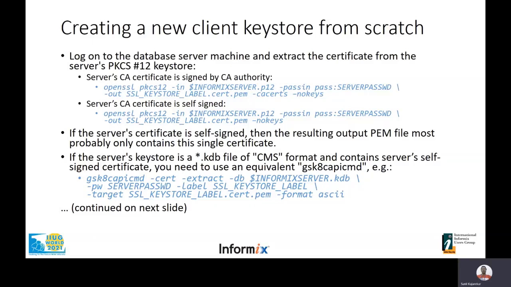The utility command name is gsk8capicmd -cert -extract -db informixserver.kdb -pw password -label, which is my server's label name, and then -target, followed by the name of a file where I want to extract it, and the format ASCII.